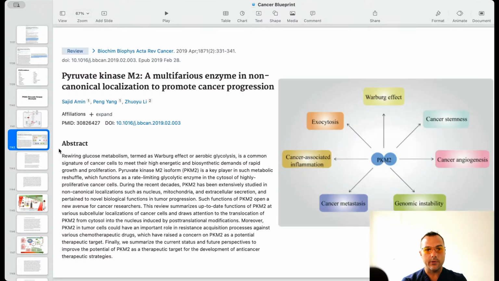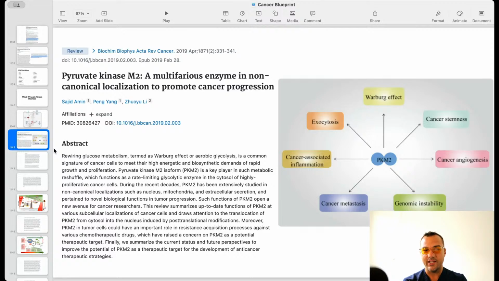So this paper was published in 2019 and is titled Pyruvate Kinase M2, a multifarious enzyme and non-canonical localization to promote cancer progression. And it says here that rewiring glucose metabolism, termed as Warburg effect or aerobic glycolysis, is a common signature of cancer cells to meet their high energetic and biosynthetic demands of rapid growth and proliferation. Pyruvate kinase M2 isoform, PKM2, is a key player in such metabolic reshuffle, which functions as a rate-limiting glycolytic enzyme in the cytosol of highly proliferative cancer cells.